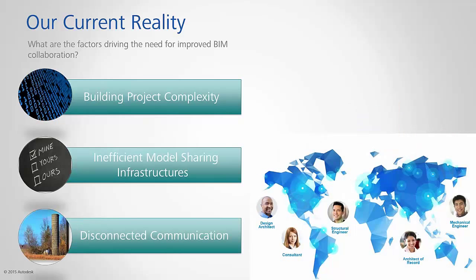And then there's disconnected communication. So there's emails and Excel spreadsheets and site markups and all this information that's going between all these different people and all these different locations. So trying to track all that information is very difficult to do. And what we're trying to do with the 360 products is put this all within one hub. So all this information, all this complexity can be managed in one single source location.